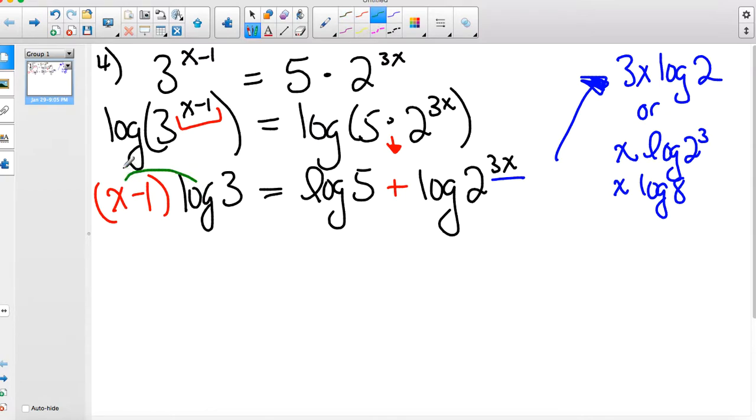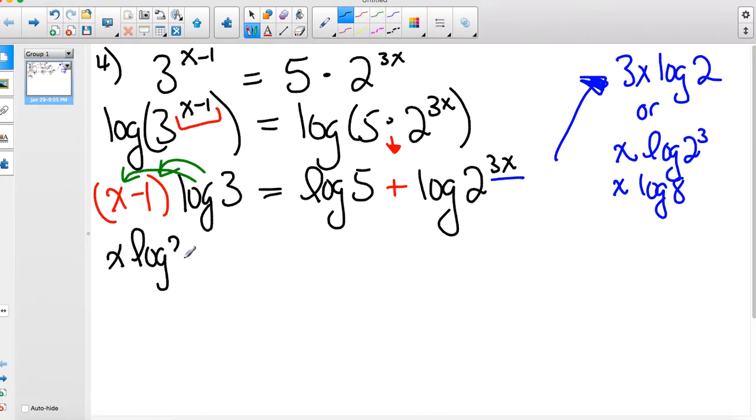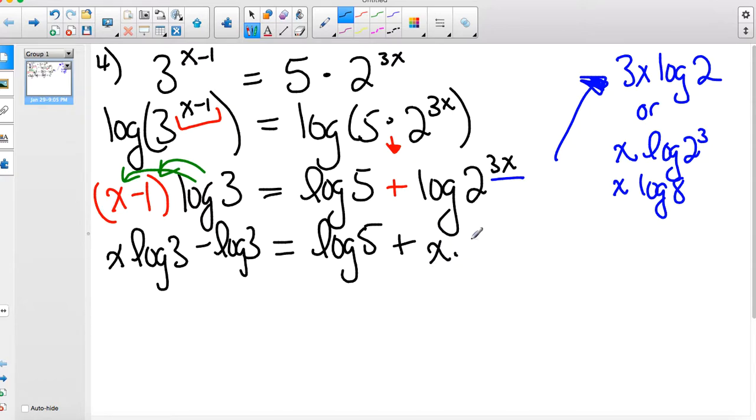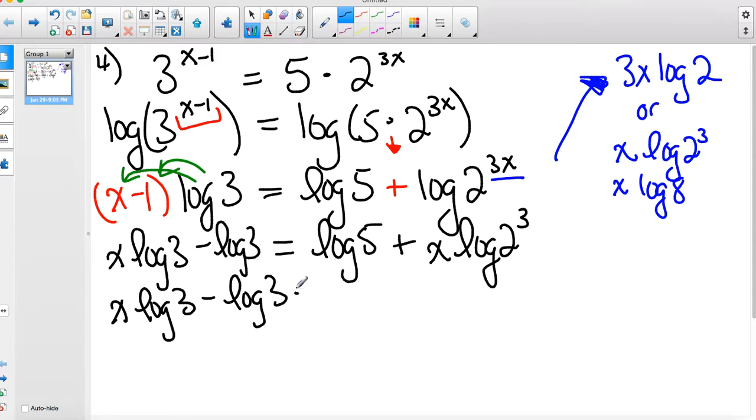Now you're going to do the distribution property. You're going to multiply the log of 3 with whatever's inside that bracket. So it becomes x log of 3 minus log of 3, because this times minus 1 is minus log of 3, equals log of 5 plus, I'm going to pull that x to the front, log of 2 to the power of 3. I'm going to just rewrite it with simplifying the log at the very end, just so that you can see that it's log of 8.